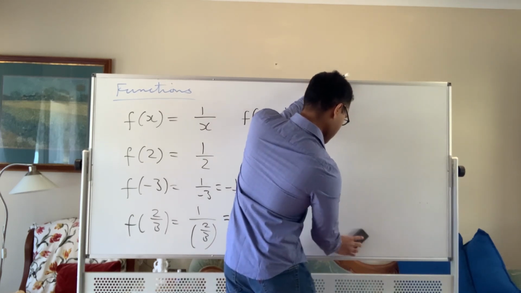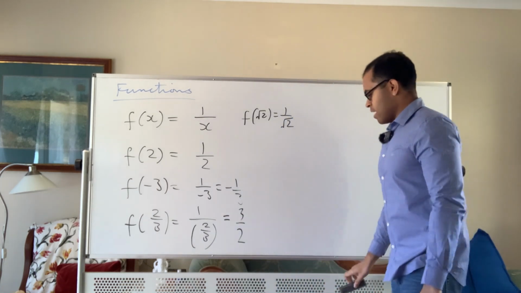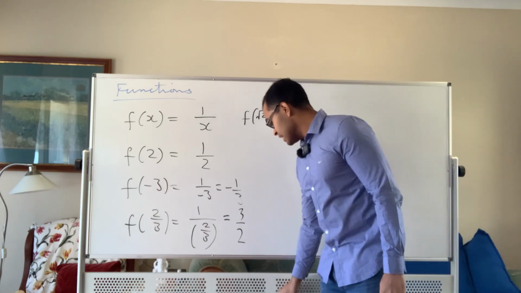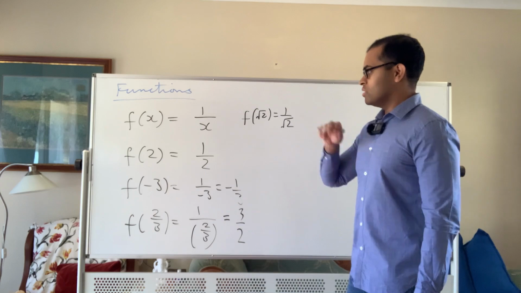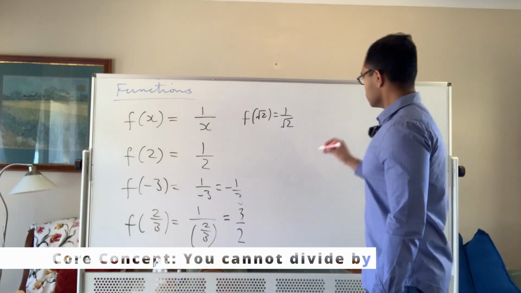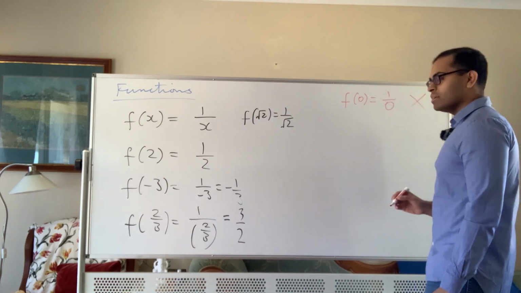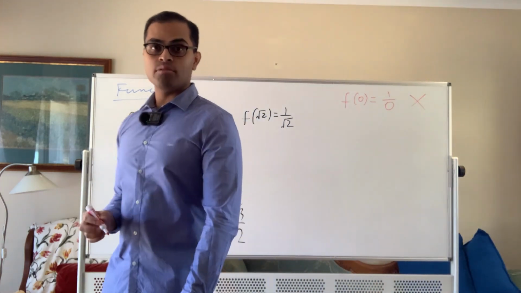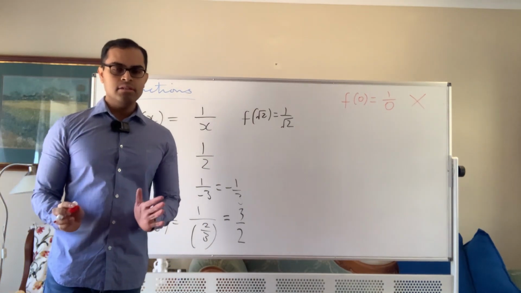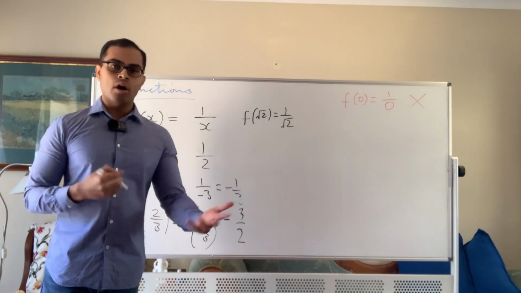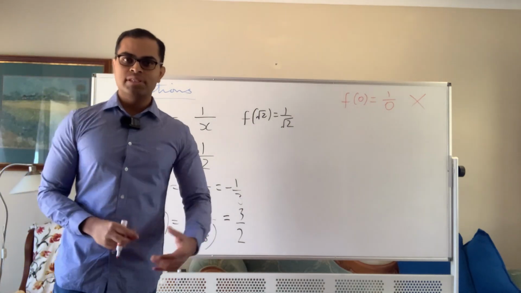So let me erase this board. Okay, so what is the domain? In this case, I'm going to put this in red. There is one number we cannot input, and that number is 0. f of 0 equals 1 over 0. This is bad. This doesn't make sense. There is no valid output here. And this is an important point: 1 over 0 is not infinity. It's undefined. This is something I'll talk about in another video, and links will be in the description below, depending on when you watch this video.